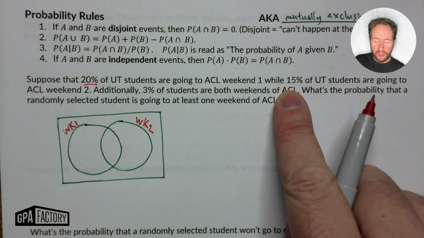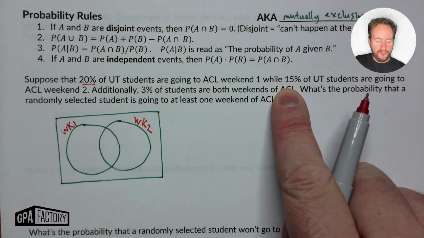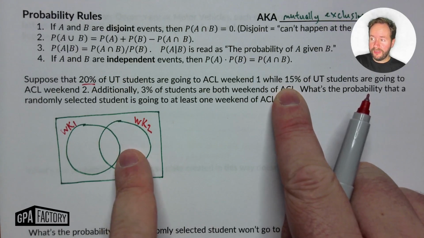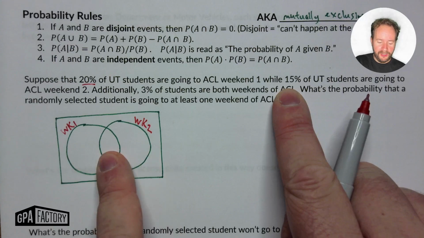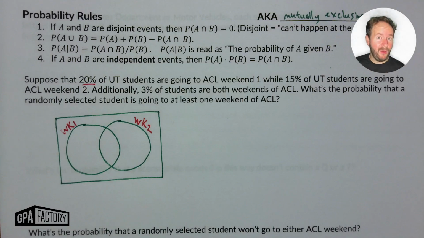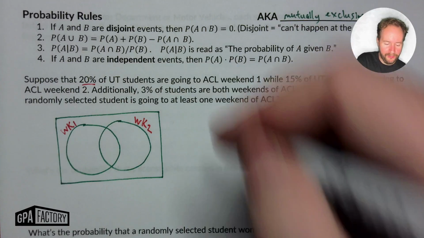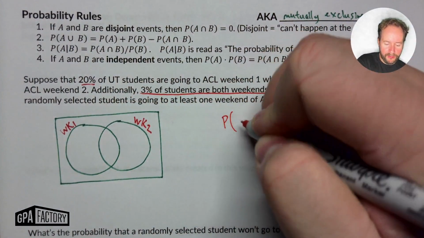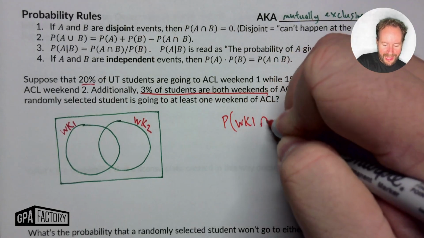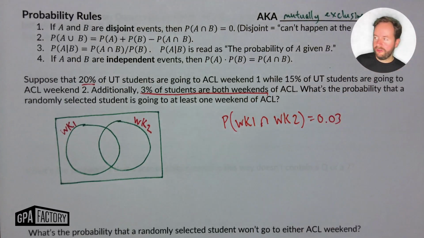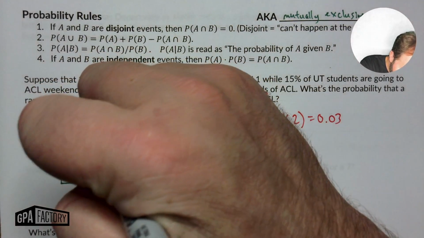And for the same reason, we can't put 15% in this bubble. A lot of people, again, are tempted to put a 15% here, but again, I don't know if this 15% is split up to be 5 here and 10 here, or 3 here and 12 here. I don't know that 15% gets divvied up. However, I am told the last value, namely that 3% are going to both. That is to say, the probability of weekend 1 and weekend 2 is 0.03. The overlap section, the middle piece, is 0.03. So I'm going to put 0.03 here in the middle.